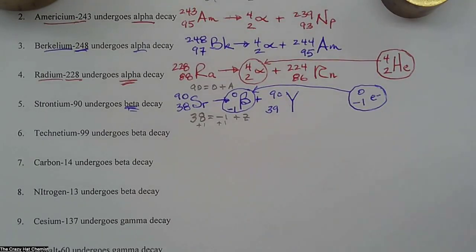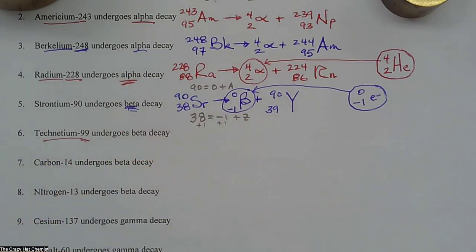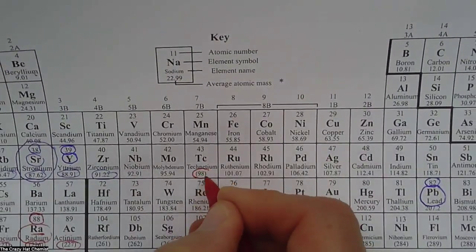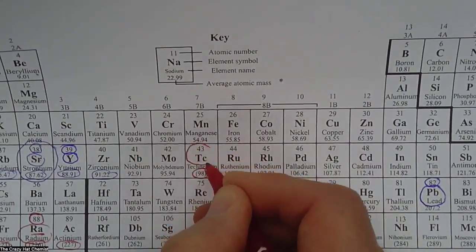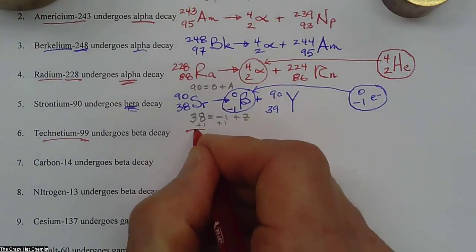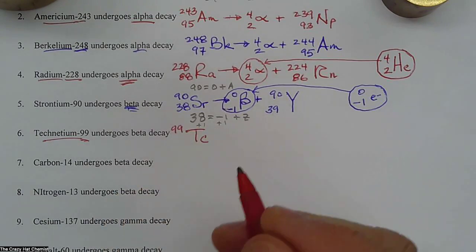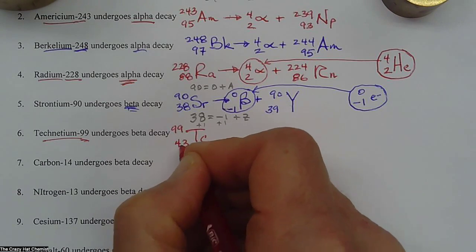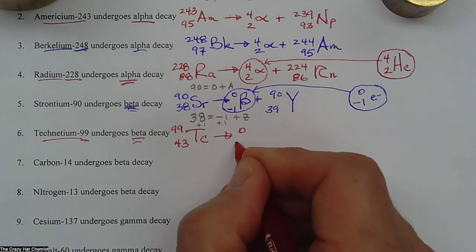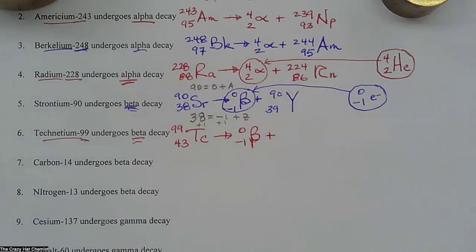That's how that goes. All right, this next one is technetium 99. So let's find that here on our periodic table. That is right here, and that's Tc, element number 43. So Tc, 99 is the mass, and the element number is 43. It's going to undergo a beta decay. The numbers are 0, -1, and there's the beta symbol, plus.